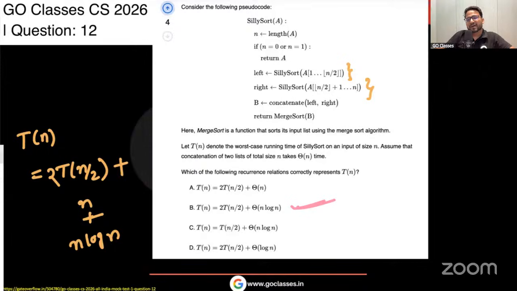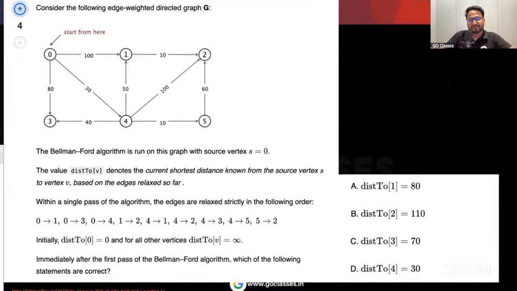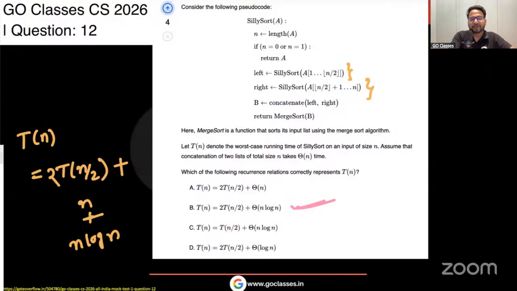Okay, but then I thought maybe it will be too tough for you, because if we make it a little bit tough, especially GO classes, you people think that we are making it too tough. So that's why, obviously we will keep the GATE level, but I thought let's not ask for the time complexity, let's just ask for the recurrence relation. Asking for the recurrence relation was, I think, easy for this question.